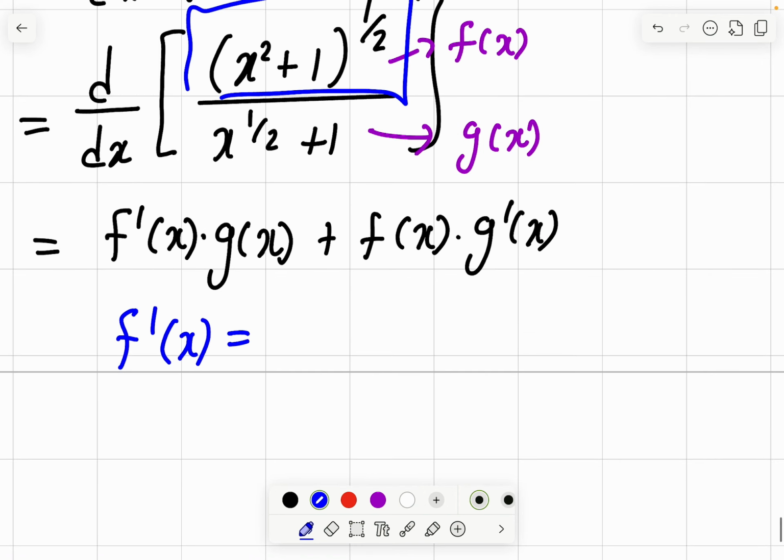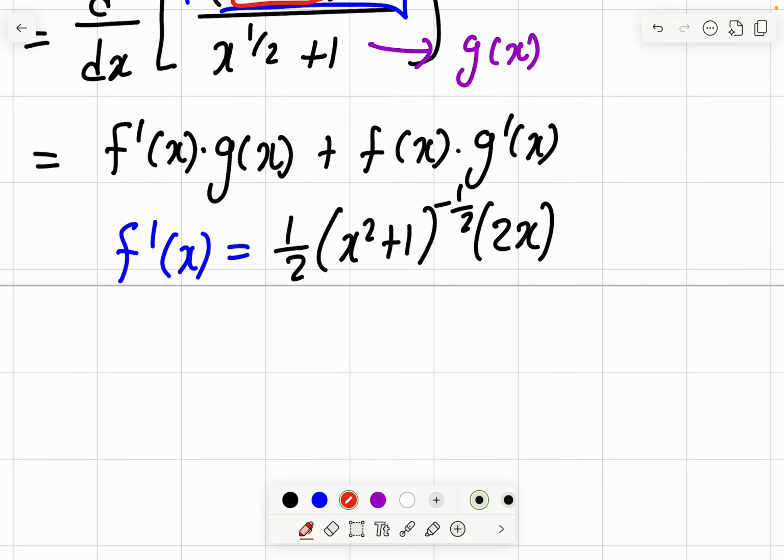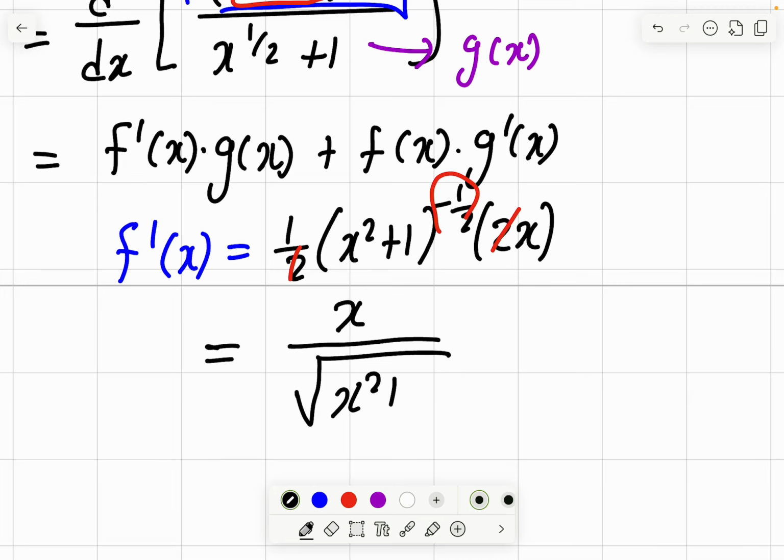So I'm going to use chain rule there, which is going to be 1 over 2, x squared plus 1, and I subtract 1 from a half, so I'm going to have negative 1 over 2. I multiply by the derivative of the innermost function, x squared plus 1, so I'm going to have 2x. These 2's cancel each other. I'm going to be left with x over, I take this back in the denominator, the square root of x squared plus 1.